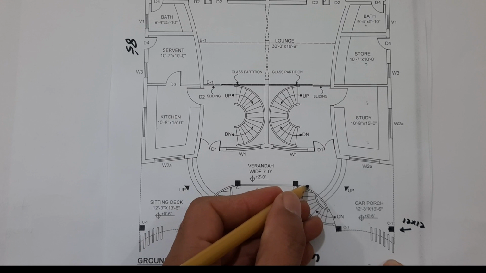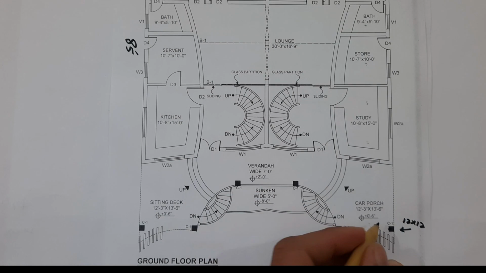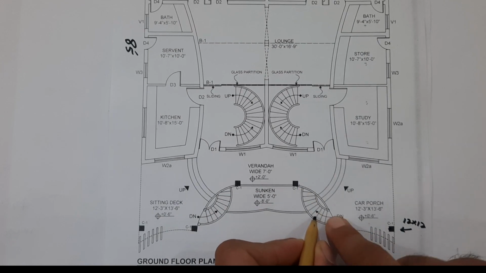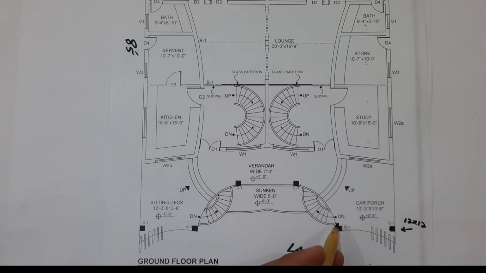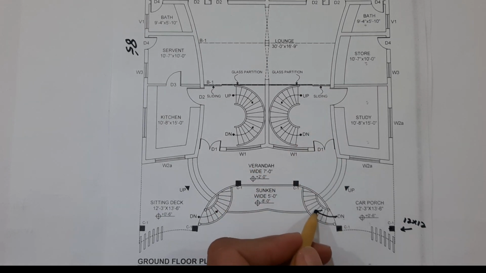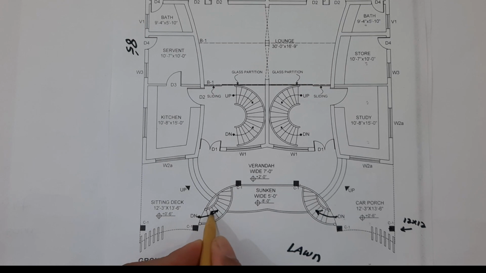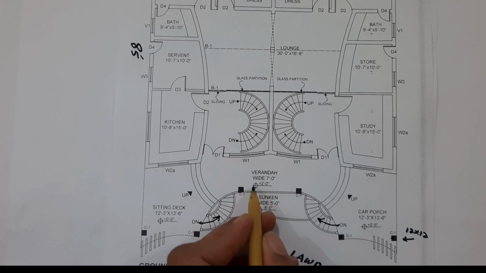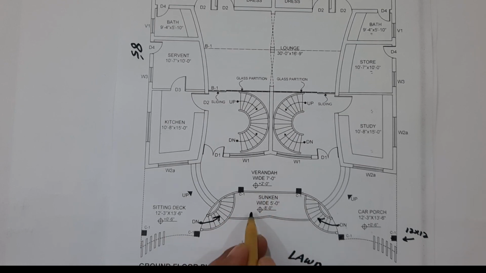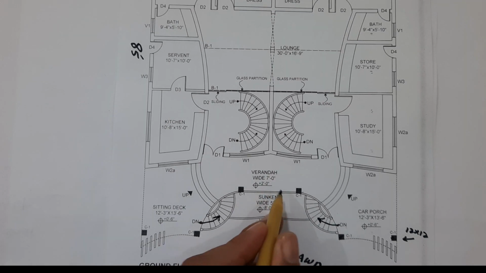But this is from the first floor. So here these are stairs. This is the staircase. You can see guys, this goes down, so we also have its basement. So this is downstairs for the basement. Also from this side you can go down to the basement. Here you can see its veranda. The veranda width is 7 feet.